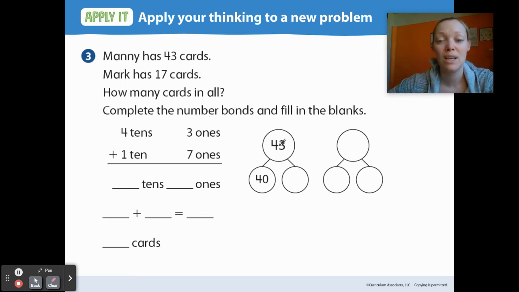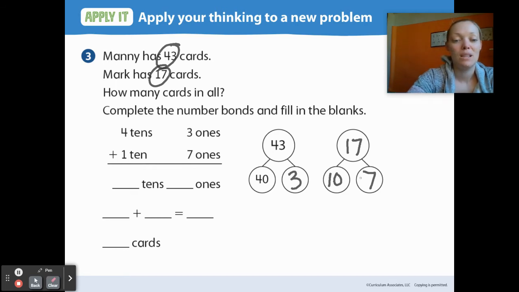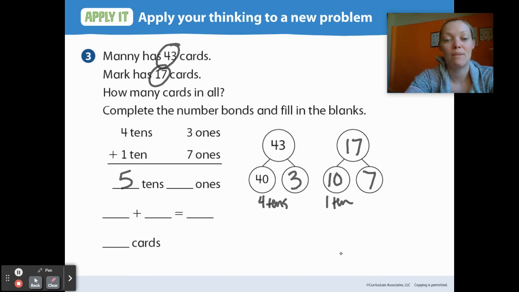So 43 is the same as 40 plus 3 more. Our other number was 17. 17 is the same as 10 and 7. Now we have 4 10s, because this is 4 10s, and this is 1 10. So we have 4 10s plus 1 10, which is 5 10s. And we have 3 and 7, because those are our 1s. 3 and 7 make 10 1s.